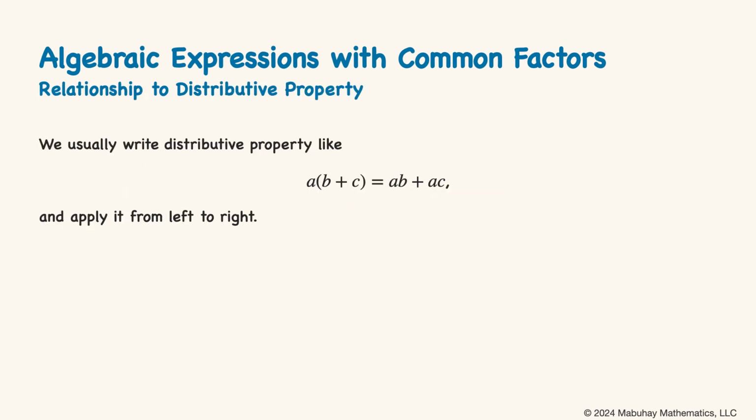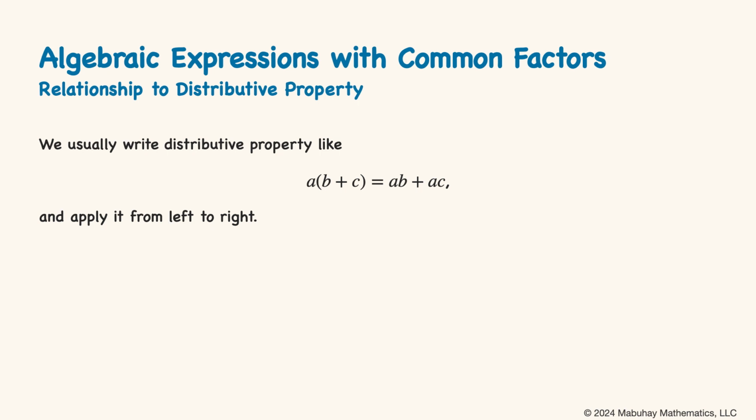Great. Now it turns out this process of pulling out a common factor is actually equivalent to the distributive property. Here's how we usually write the distributive property: A times quantity B plus C equals AB plus AC. It tells us how to distribute the A to the two terms inside the parentheses, and we usually think of this as an expansion process.